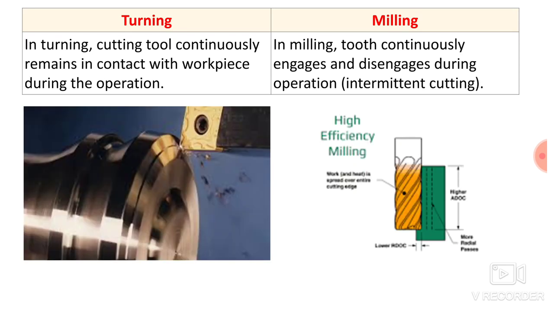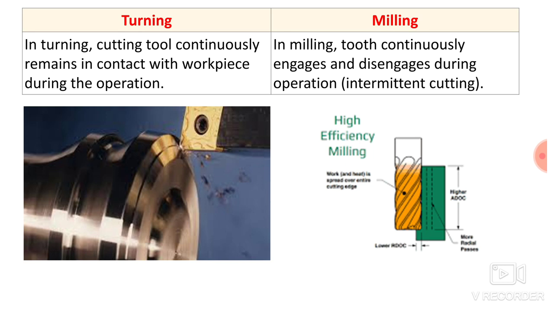The next difference, in turning, cutting tool continuously remains in contact with the workpiece during the operation. So here in the first image you can see the single point cutting tool continuously remains in contact with the workpiece during the operation. Then it removes the material from the workpiece. If we remove the contact, then the material will not get removed. So for removing the material, there should be a contact between workpiece and the cutting tool, and that should remain in continuous contact.